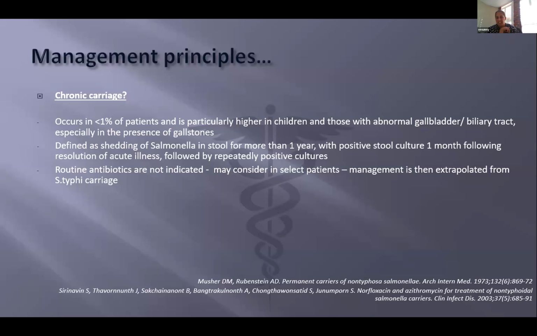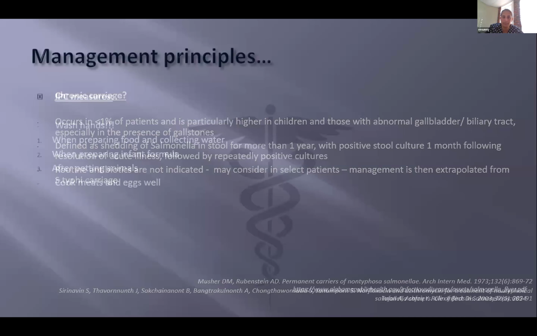Routine antibiotics are not indicated in NTS. It may be considered in select patients, and I put an asterisk there, for example food handlers that need to work. But like I said, use of antibiotics may actually prolong shedding in these patients and not really help with carriage. But if you are going to treat, the management is extrapolated from Salmonella typhi carriage.